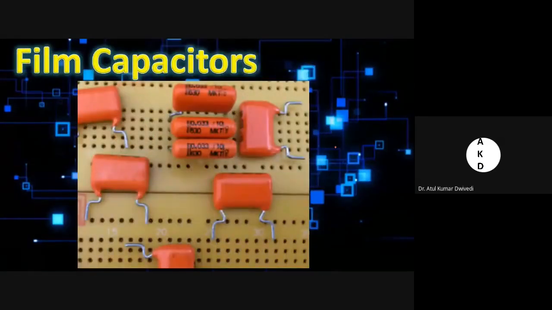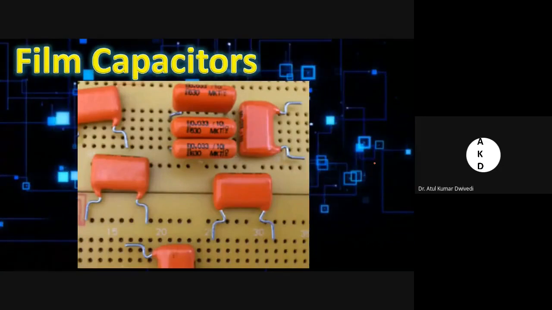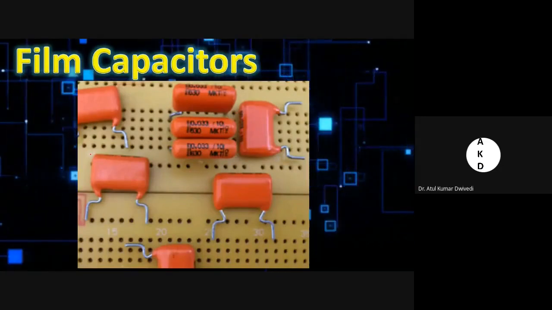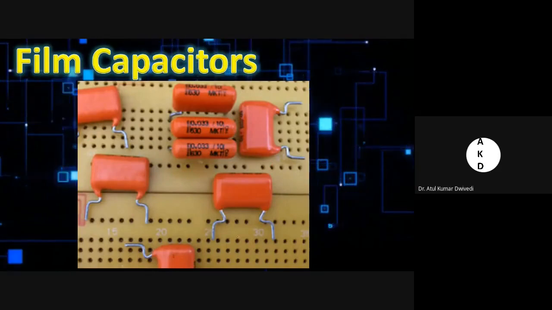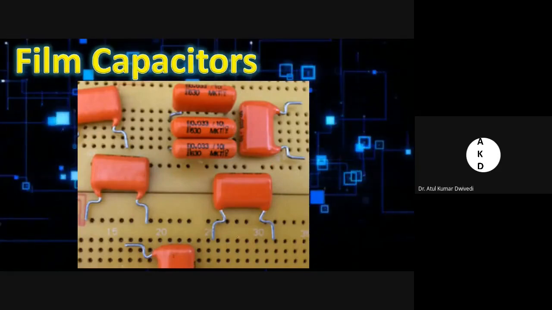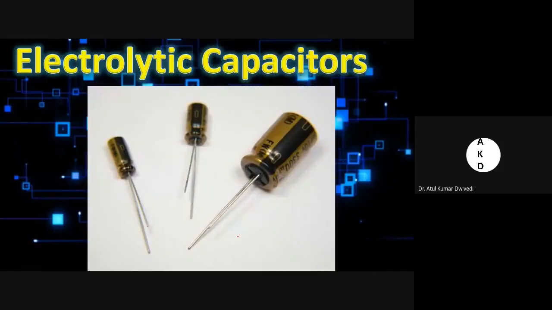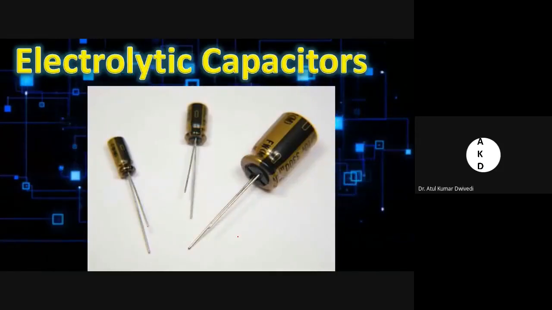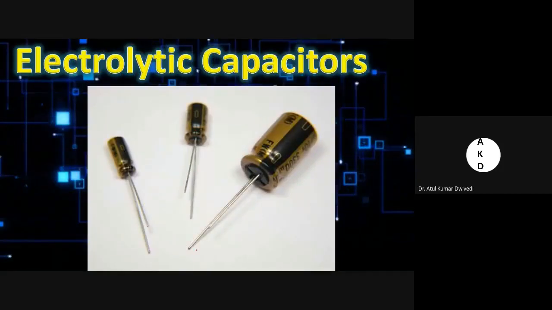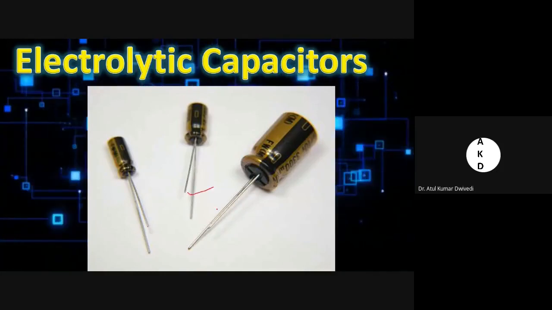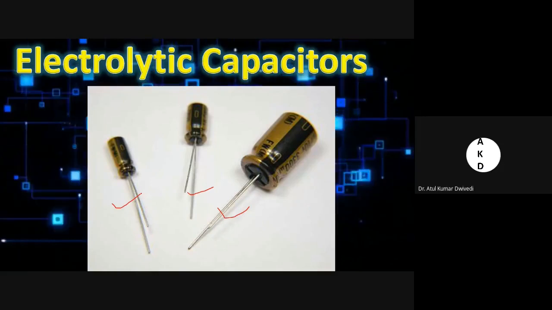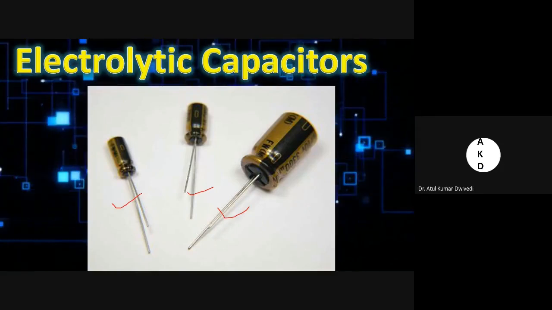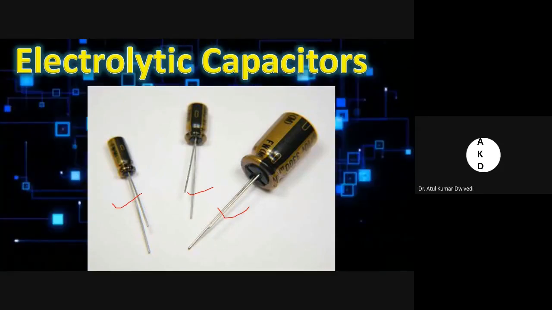The second one is the film capacitor. These are some pictures. This is a picture of a film capacitor. There is a film between the two plates of the capacitor. These are the electrolytic capacitors. These are also used for many applications. Big electrolytic capacitors are available in the fans that we use in day-to-day life.